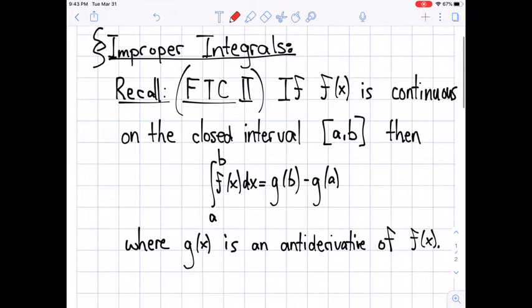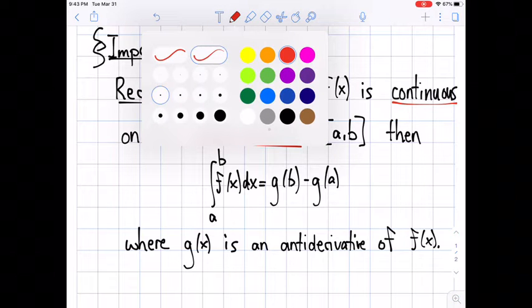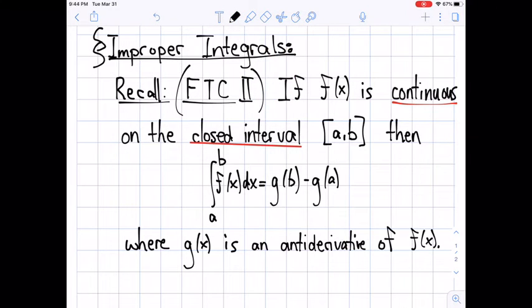Well, if you look a little bit closer at FTC2, the first thing you'll notice is that in order to apply FTC2 in the hypothesis, the first thing is that we need to have a continuous function. The second thing is that it has to be continuous on a closed interval. Okay, now these two things we've sort of taken for granted so far, but that's because every function that we've looked at has satisfied these two conditions.